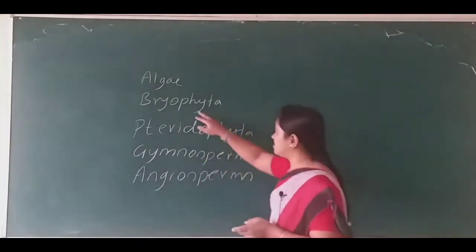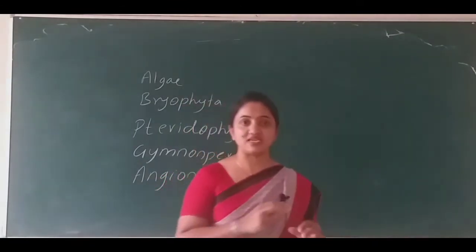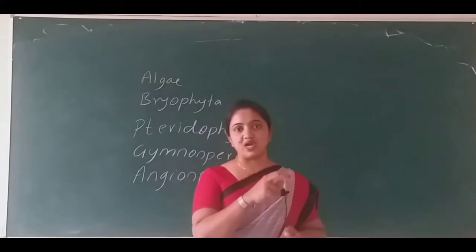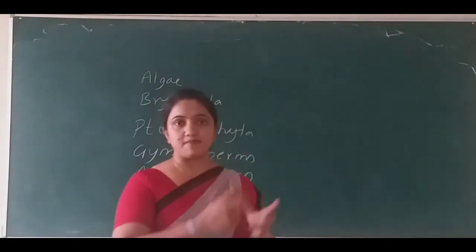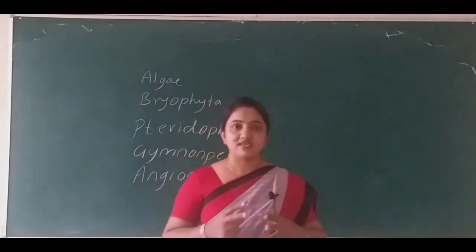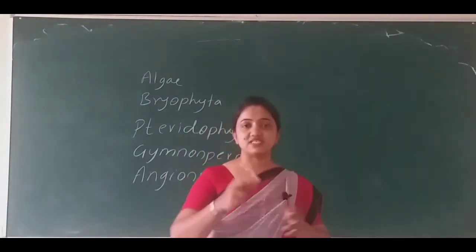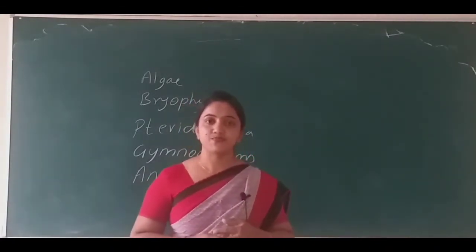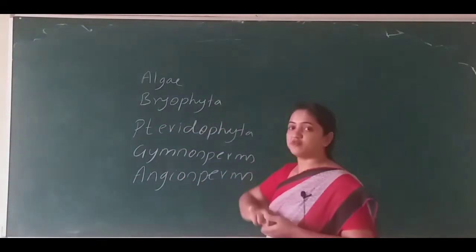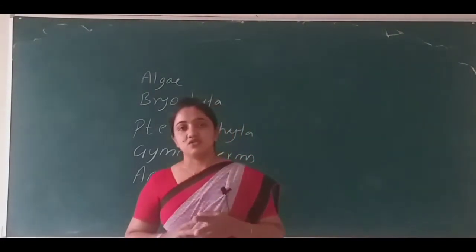And the reproductive organs of Bryophyta are Archegonia and Antheridia. They produce antherozoids and egg, the male gamete and female gamete, for sexual reproduction. And no doubt, yes, it also reproduces by means of asexual and vegetative reproduction.